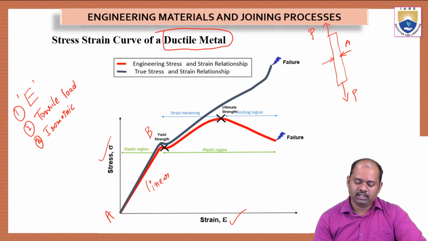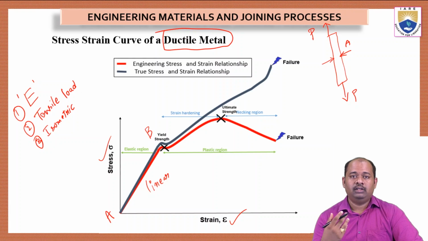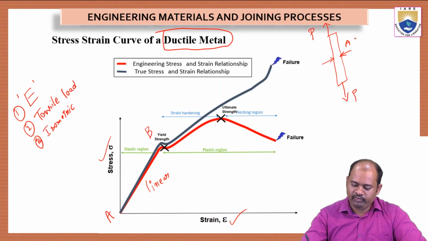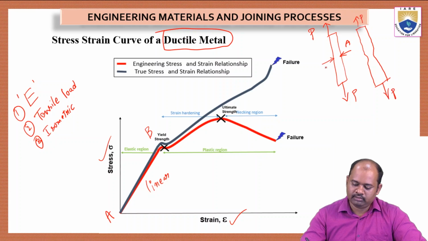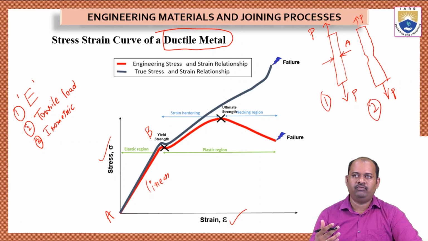Now what happens? At this point, we can see the formation of necking. That means whenever a load is applied on this metallic rod, we can see a decrease in the cross-sectional area. So initially, the body is like this. This is 1 and this is 2. Initially, the body is in the form of 1.